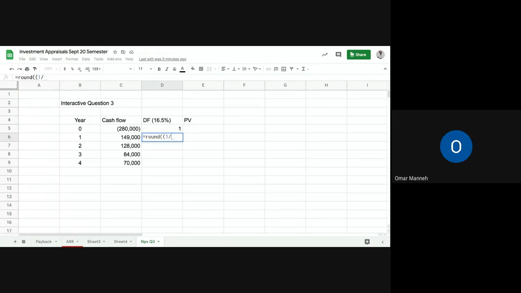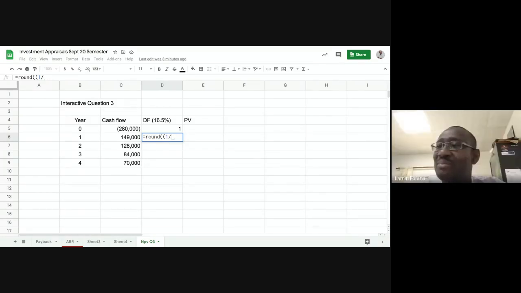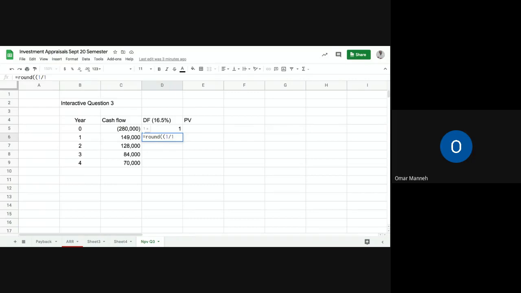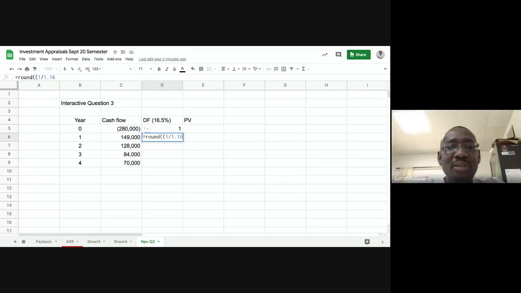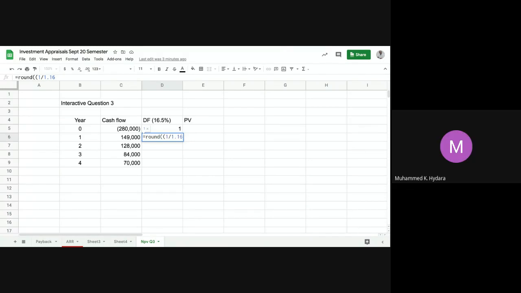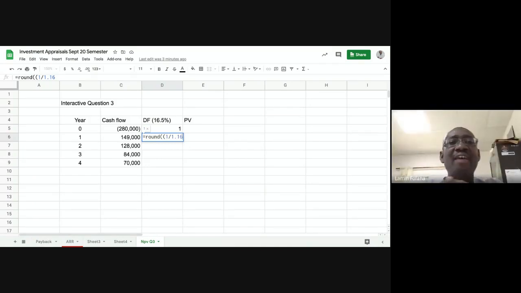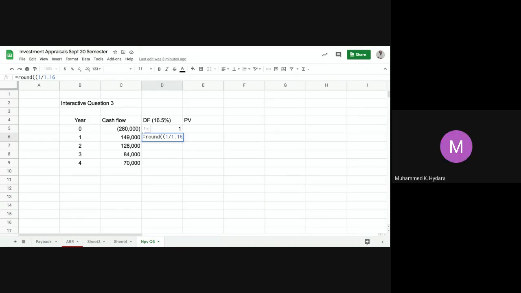1 divided by 1.16. Is that correct? No, that is not correct. It's 1 divided by 1.165, that is 1 plus 16.5 percent. Sorry, Mr. Fofana, I said 17.5 by mistake. Let's put it this way, simple.